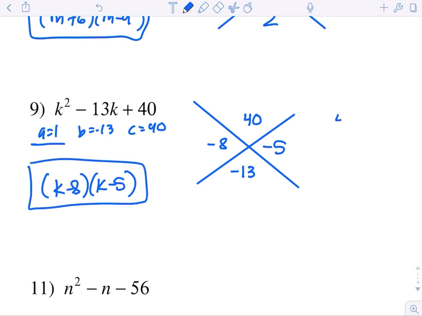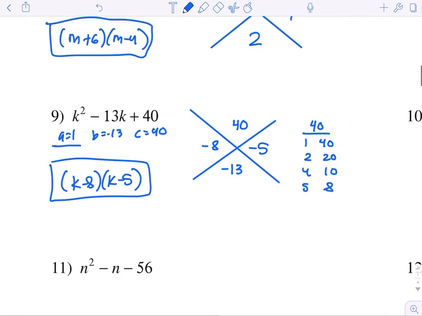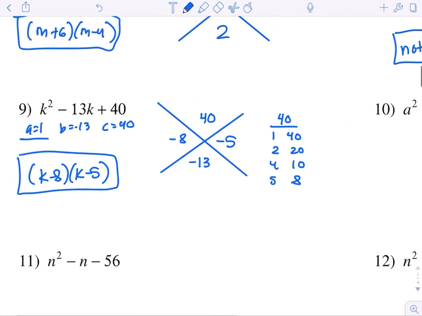So if you guys don't know your factors of the number, it's always nice to just write down all the factors you do know, so that you guys can use this to your advantage when thinking about what two things add up to and multiply to the numbers.